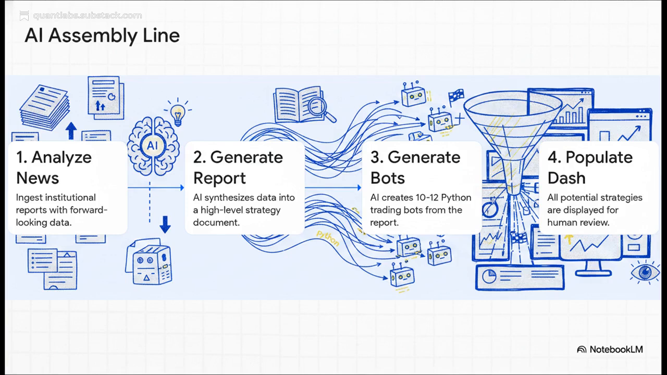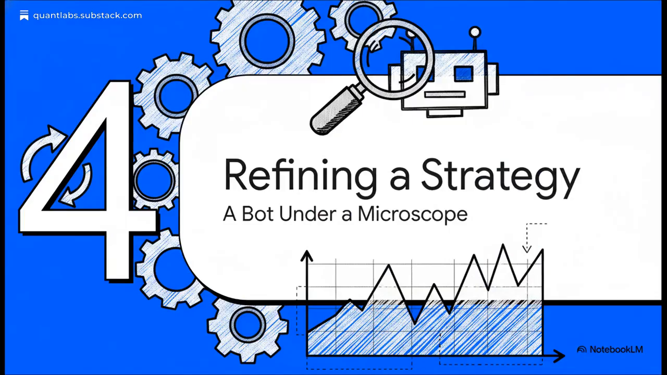And this is the wild part. From that one report, it then generates between 10 and 12 different trading bots, each with its own Python script. Finally, all those potential strategies pop up on a dashboard, ready for a human to come in, review them, test them, and pick the best one. It's basically an idea factory. But building the bot is really just the beginning. The real magic, the actual power, is in the feedback loop that comes next.